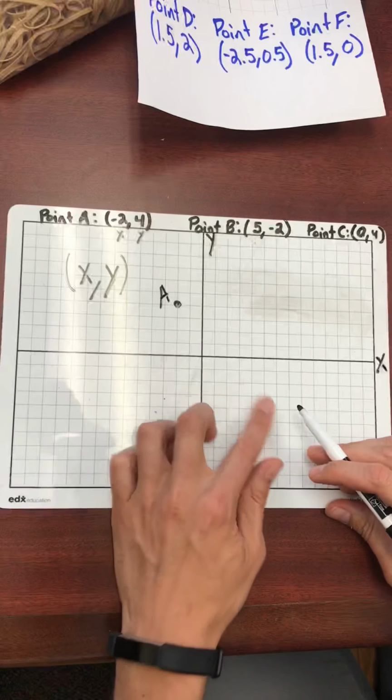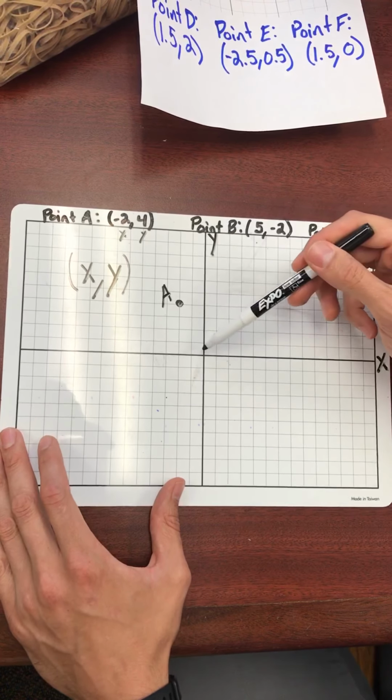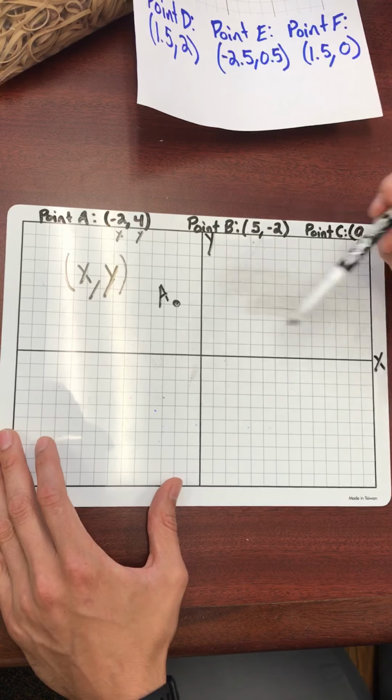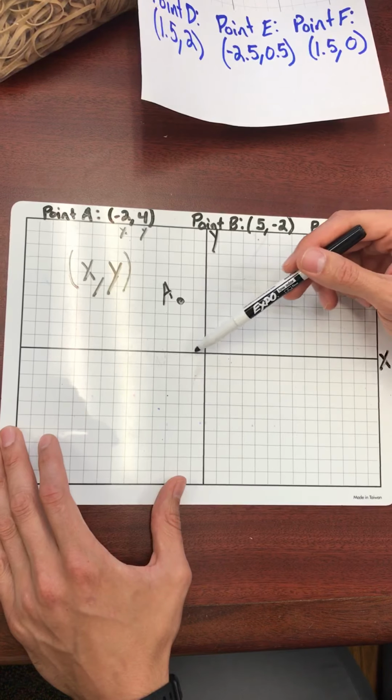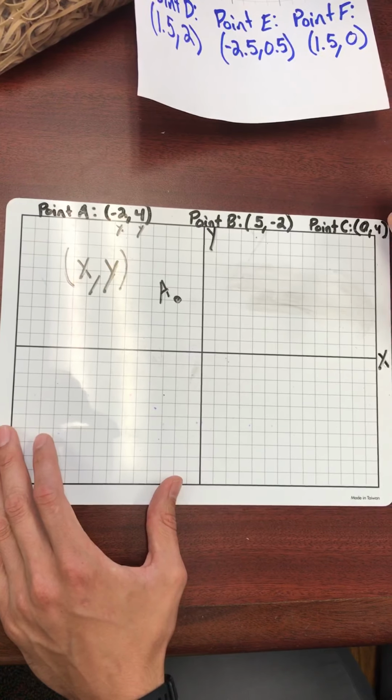Okay? I also forgot to mention that on our coordinate plane, there's no values on our intervals. So if there's no values, we would assume that the intervals are going up by a value of 1.